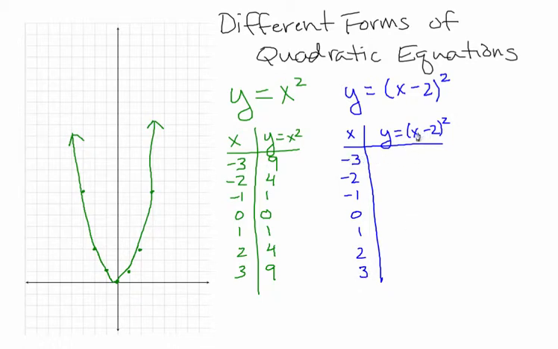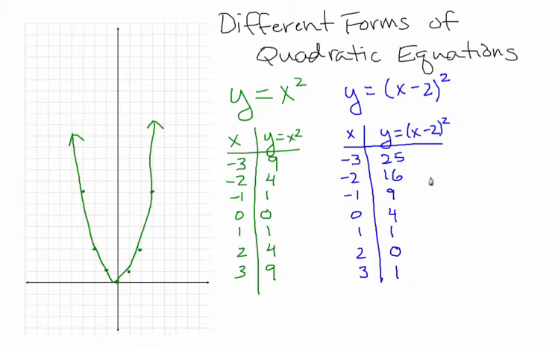Well, -3 minus 2 is -5, and -5 squared is 25. -2 minus 2 is -4, -4 squared is 16. -1 minus 2 is -3, and -3 squared is 9. 0 minus 2 is -2, -2 squared is 4. 1 minus 2 is -1, and -1 squared is 1. 2 minus 2 is 0, 0 squared is 0. And 3 minus 2 is 1, 1 squared is 1.